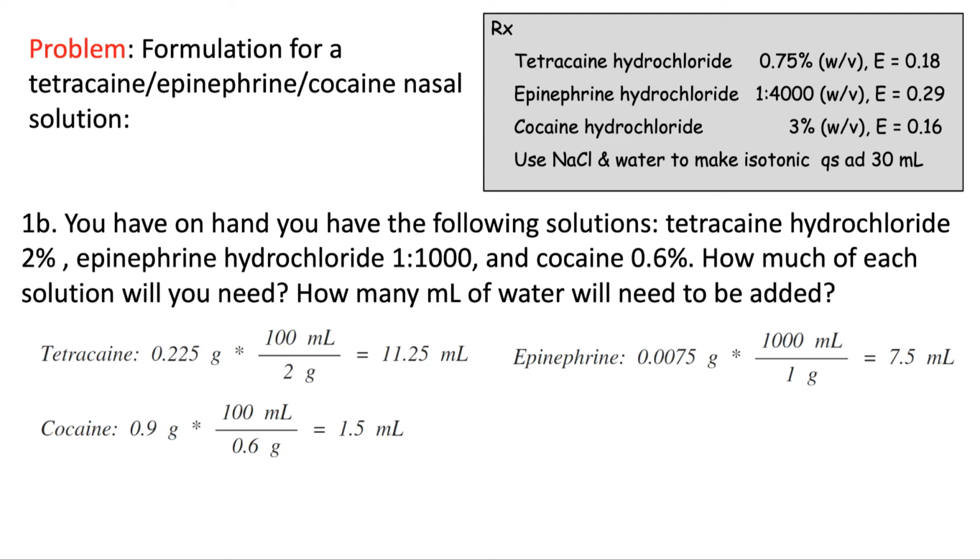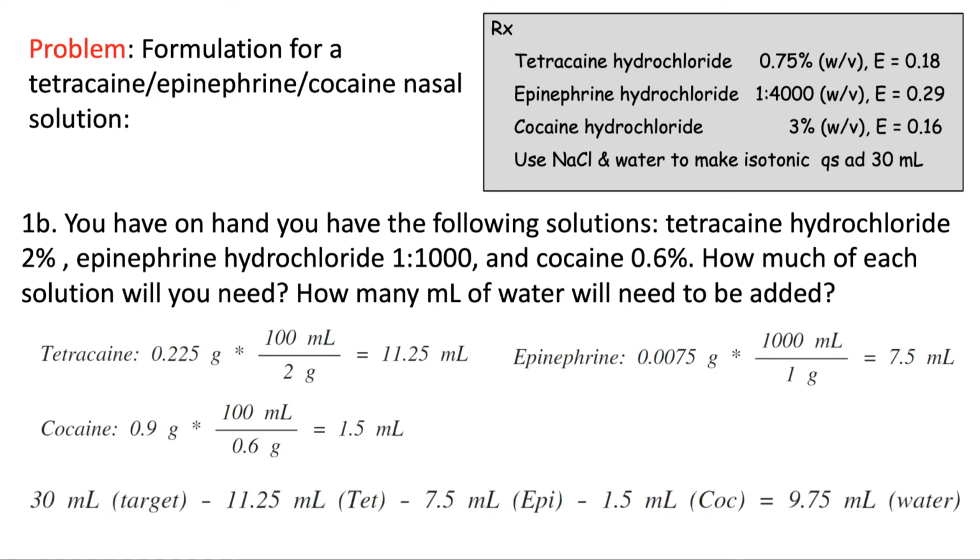So we now know the actual volumes for each of our ingredients that we're going to need to combine to make the right concentrations for our active ingredients. However, we haven't yet determined the final volume of water, because remember, to get the right concentrations, all of our ingredients would have to be in a total volume of 30 milliliters.